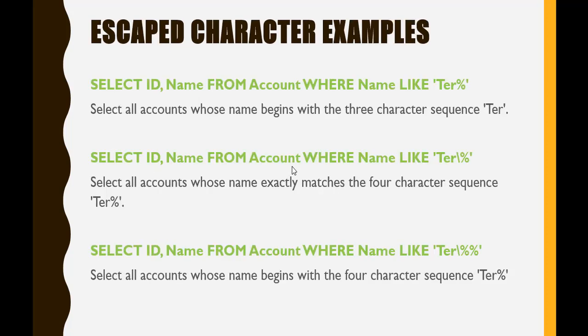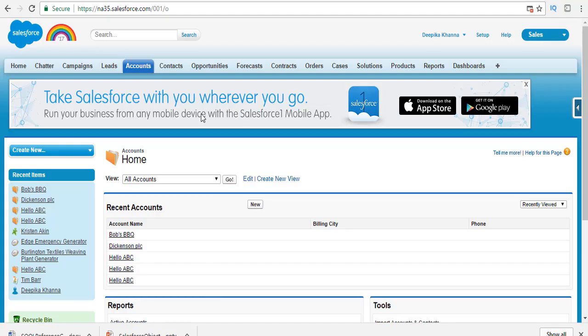Now the next thing we have is the escaped character example. We use different kinds of characters here which have special meaning. So let's go ahead and create a bunch of names starting with the letters TER. We're going to learn what the percent sign means and how we escape it, and all these kinds of things. So let's go ahead and create three different accounts.